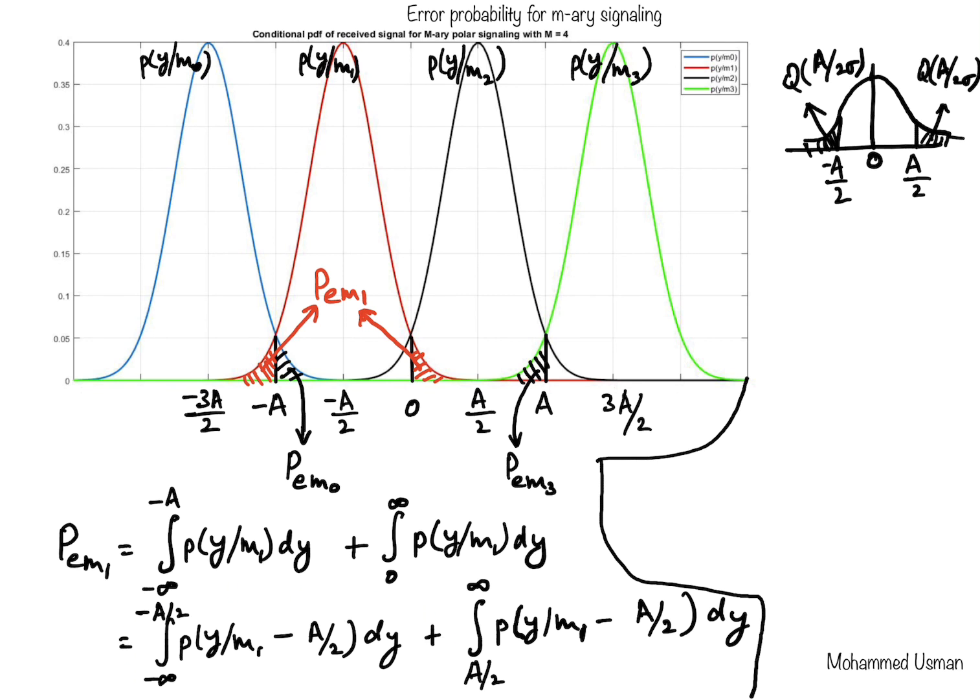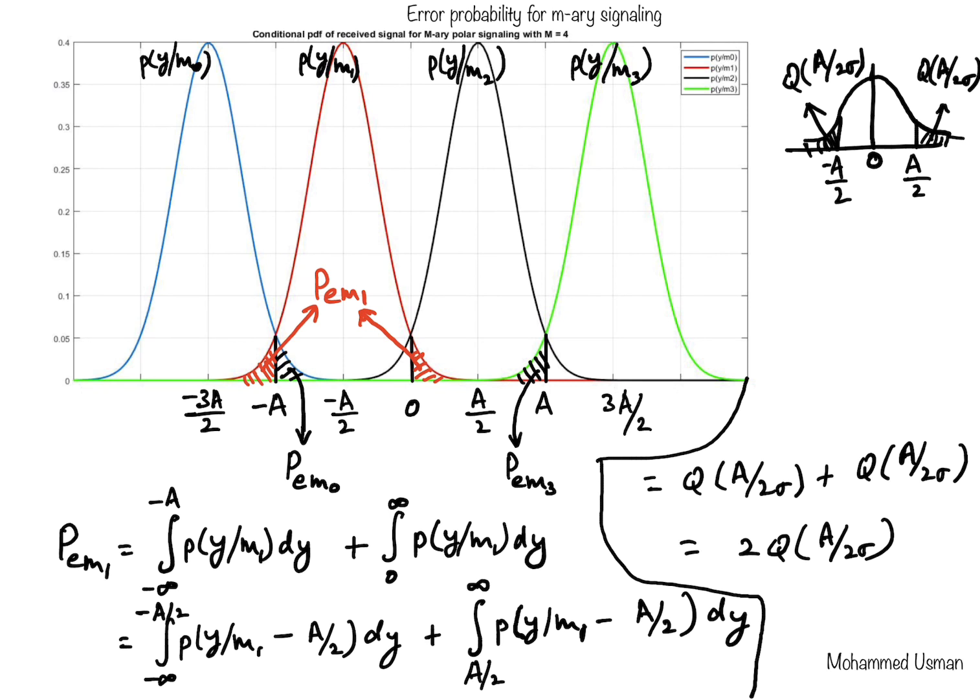So this first term is nothing but Q of a/2 sigma, and the second term is also Q of a/2 sigma. So the error probability when M1 is transmitted is Q of a/2 sigma plus another Q of a/2 sigma, which is 2 times Q of a/2 sigma. So that will become equal to Q of a/2 sigma plus Q of a/2 sigma, which is 2 times Q of a/2 sigma. So that's the error probability for M1.